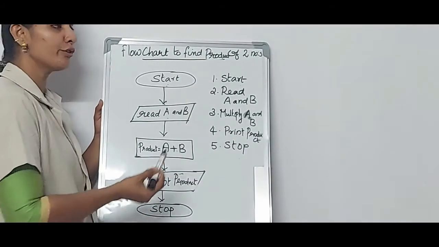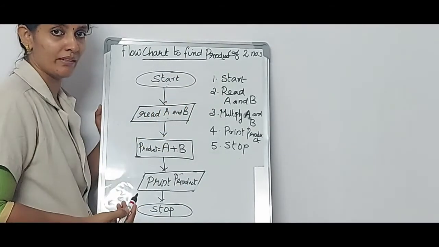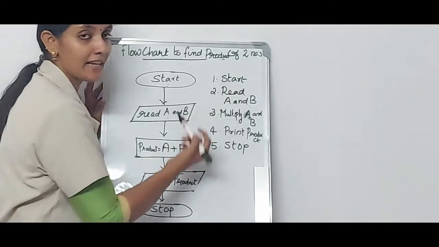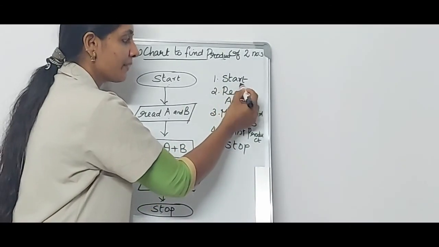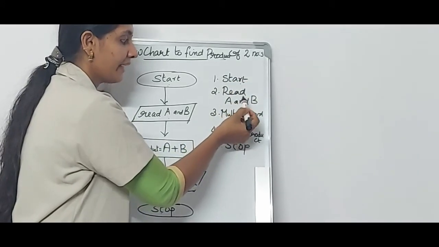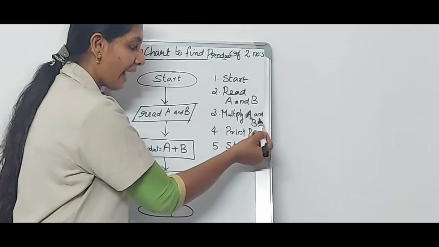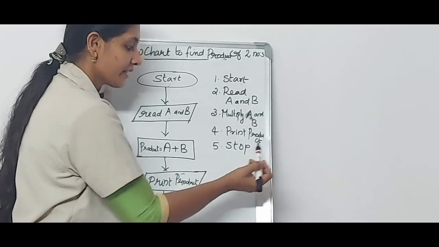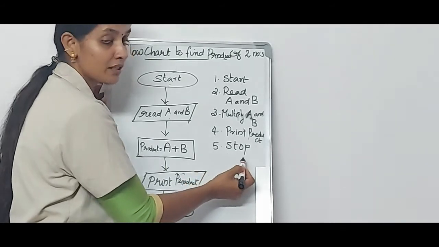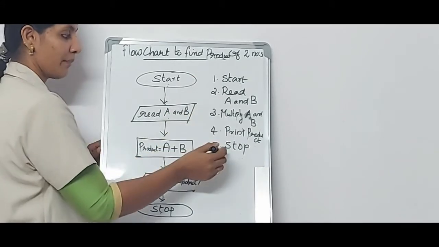One more example: the flow chart for the product of two numbers. For this, first you have to write the algorithm for this program. So the first step is start. Second step, read A and B. Third step, multiply A and B. Fourth step, print the product. Then fifth step, stop. So this is the algorithm to find the product of two numbers.